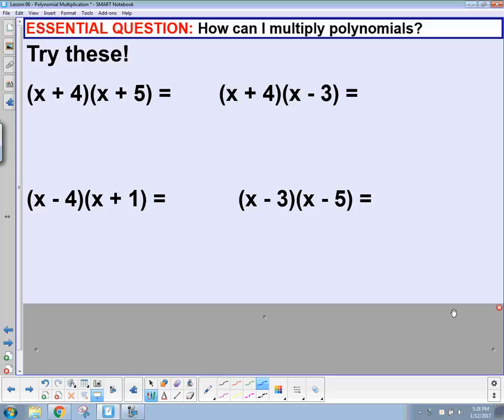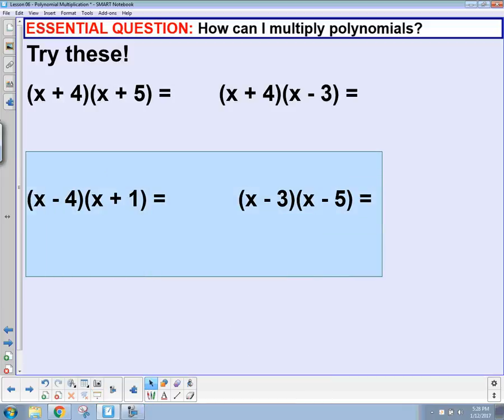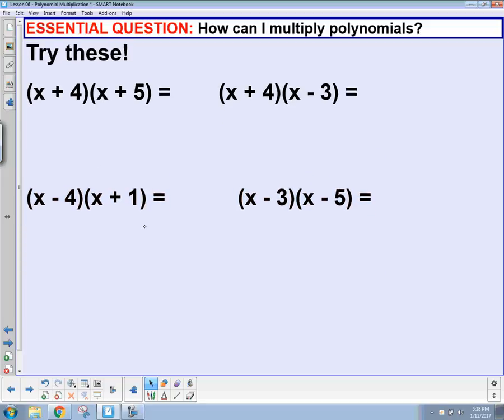So, let me get this out of my way. And I'm going to bring these down. Nope, never mind, they're all connected.